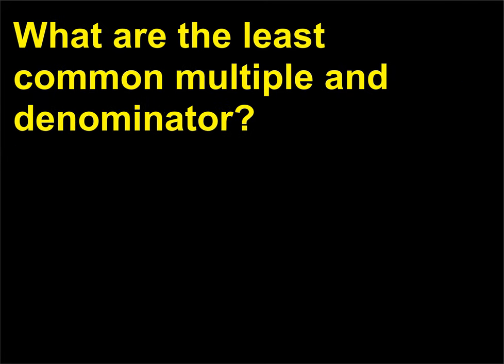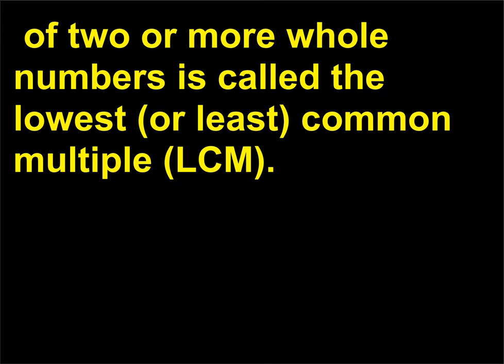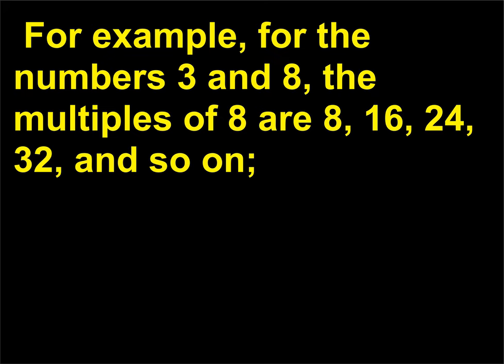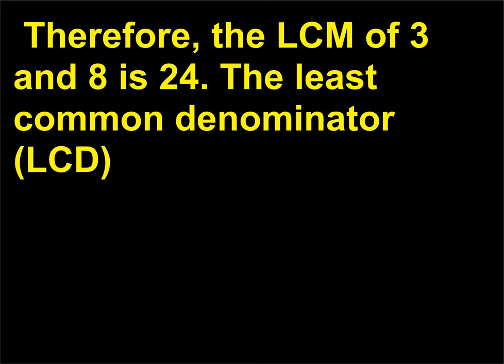What are the least common multiple and denominator? The smallest common multiple, whole number, of two or more whole numbers is called the lowest, or least, common multiple, LCM. For example, for the numbers 3 and 8, the multiples of 8 are 8, 16, 24, 32, and so on. The multiples of 3 are 3, 6, 9, 12, 15, 18, 21, 24, 27, and so on. Therefore, the LCM of 3 and 8 is 24.